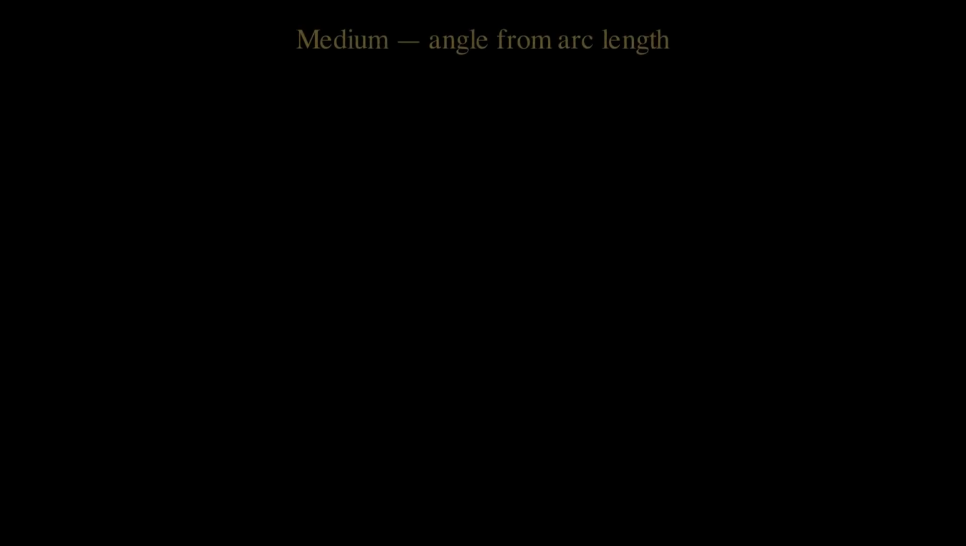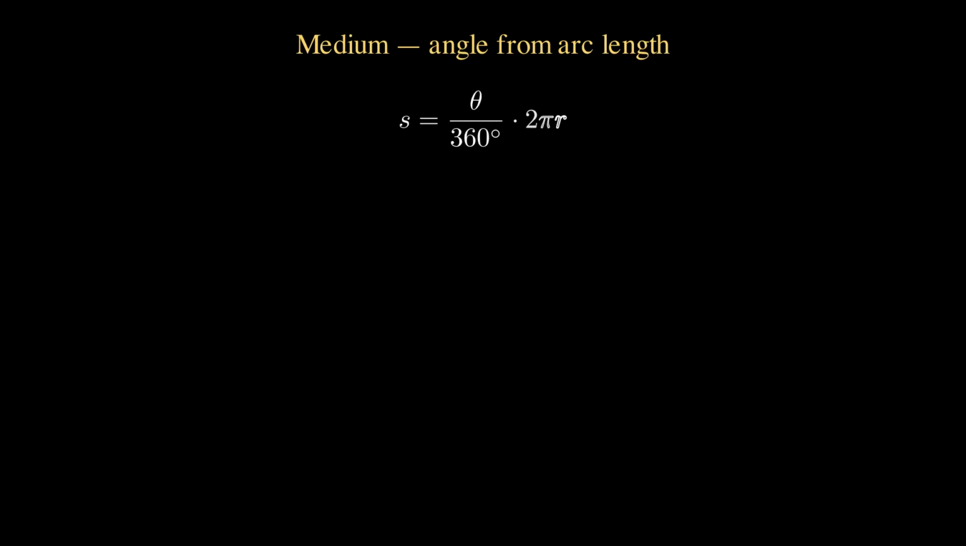Medium style, they give you arc length and radius, and you solve for the central angle. Suppose the radius is 5 and the arc length is 7π over 3. Write the fraction theta over 360 times 2πr. Substitute s and r, you get 7π over 3 equals theta over 360 times 10π. Isolate the fraction theta over 360 before you chase big products. It keeps the algebra readable. Cancel pi, multiply both sides by 360. You will find theta equals 84 degrees.